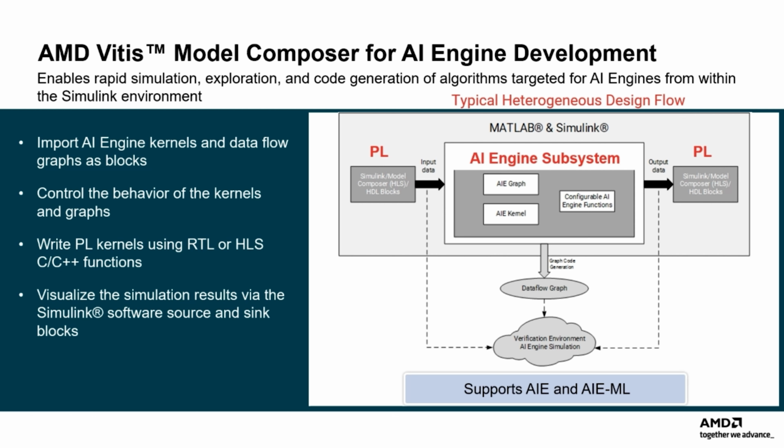It starts with the AI Engine kernels and data flow graphs being imported into Vitis Model Composer as blocks. The behavior of the kernels and graphs can be controlled by configuring the block GUI parameters. The programmable logic kernels can be written using RTL or HLS C++ functions. The connection between the AI Engine and the PL blocks is routed through dedicated connector blocks. Vitis Model Composer supports targeting both first-generation AIE and AIE ML devices.